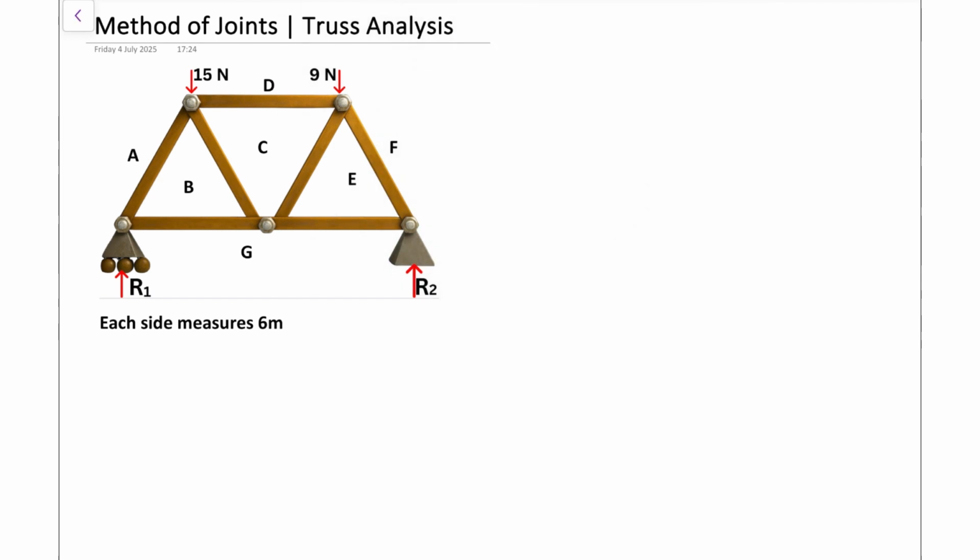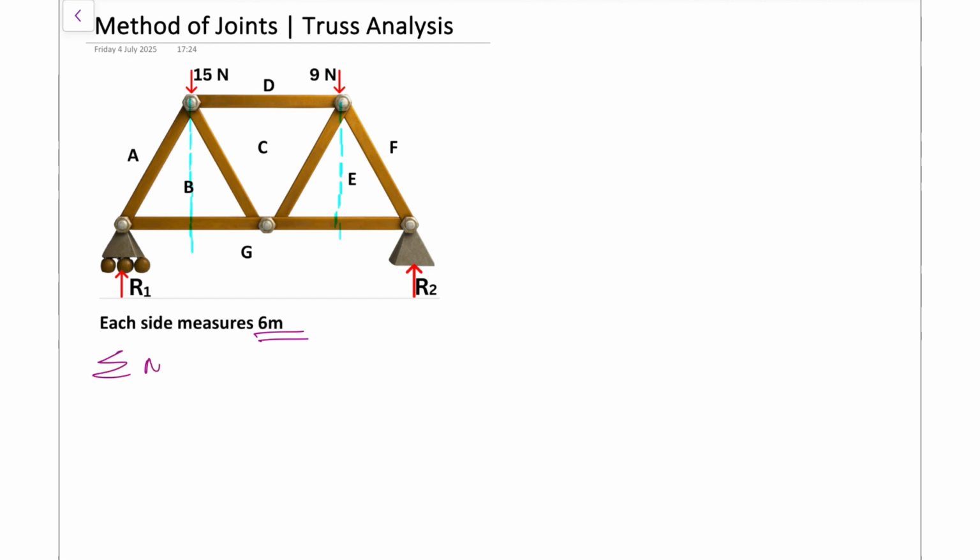And what we'll notice first of all is that each side measures 6 meters. So what we should infer from that is that we have equilateral triangles, and that means each internal angle will measure 60 degrees. The first thing we need to do is calculate the reaction forces. To do that, you can see this line of action coming down the middle. That's where our force is acting, because we need force multiplied by perpendicular distance. So with that, we're going to take the sum of the moments.